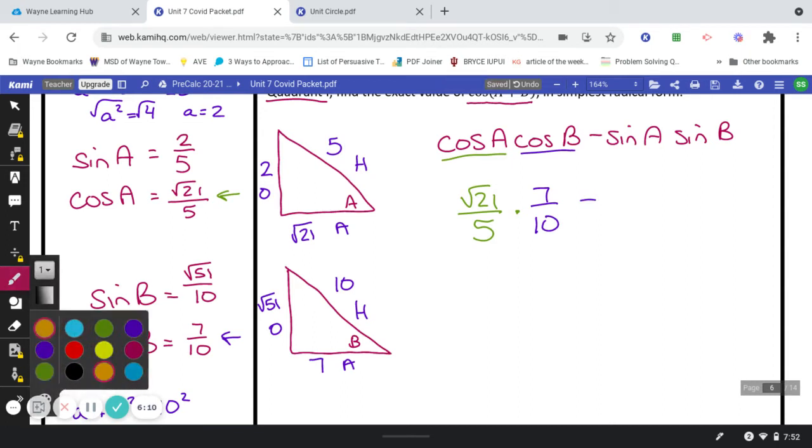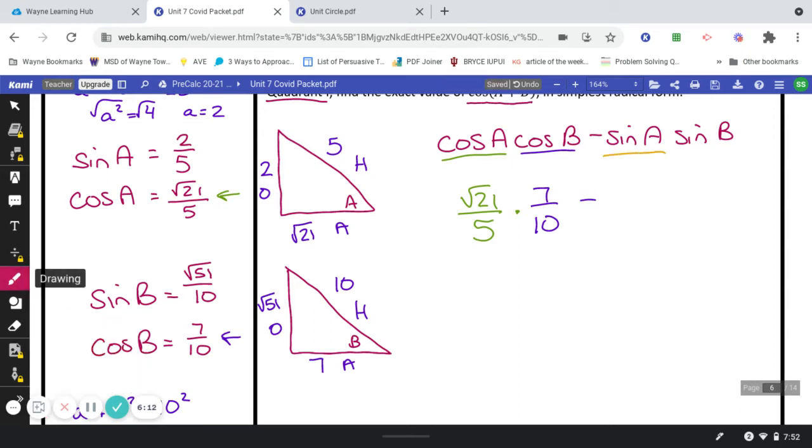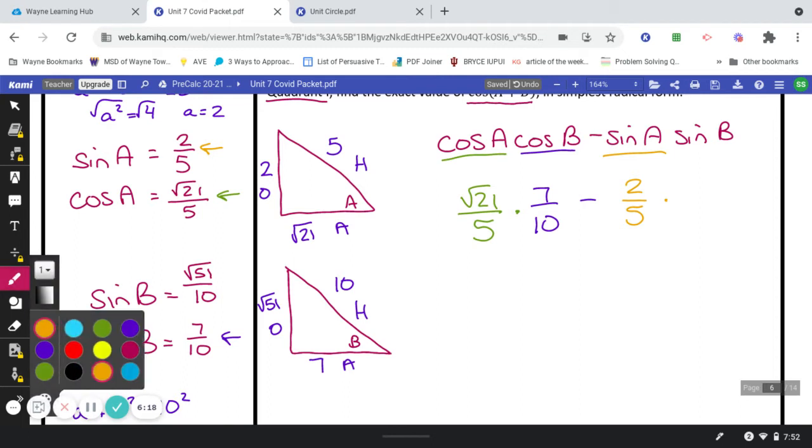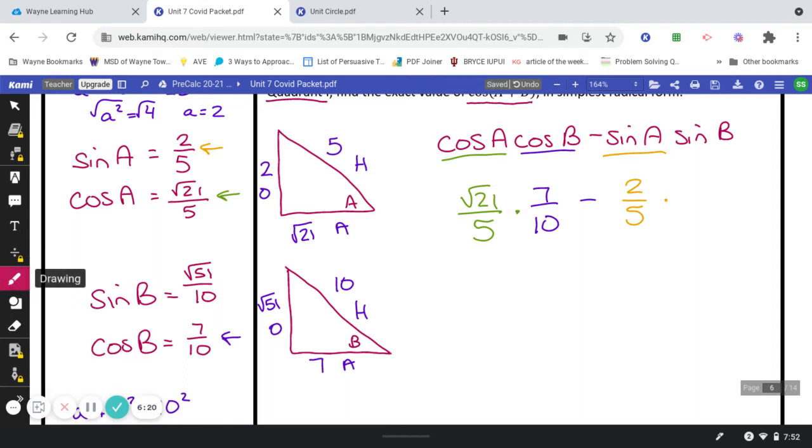Next, it asks for the sine of A, right here, 2/5. And then it asks for the sine of B, square root of 51 over 10. All right, and then from here, we're going to do the same thing.